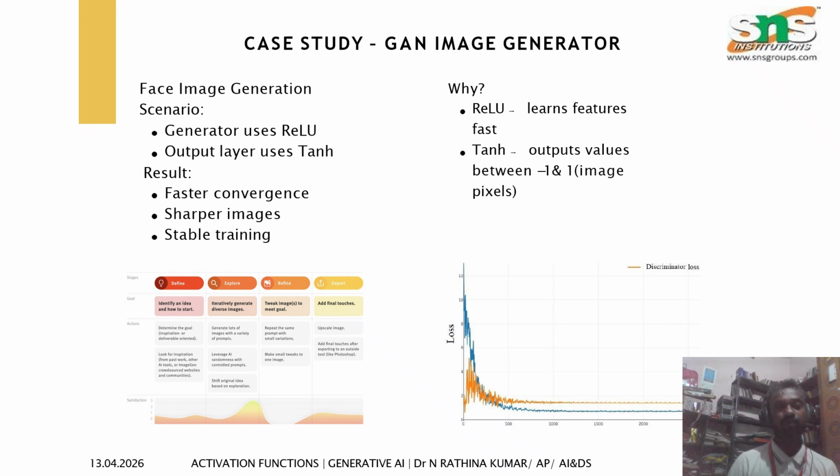Here I'm going to take one case study, a face image generation scenario. I'm going to list out the scenario on the left side. Generator uses ReLU, then output layer uses tanh. Results: faster convergence, sharper images, stable training. On the right side, what is the use of ReLU? It learns features fast. Then tanh outputs values between -1 and +1.